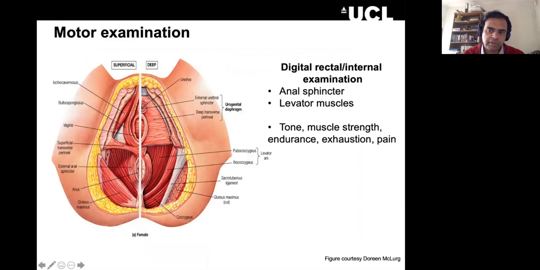The motor examination is rather limited. I don't perform internal examinations in women, but I do perform rectal examinations. As you can see, there are different layers of pelvic floor muscles, which I won't be going into in depth this evening. Essentially, it's not possible to study each of these muscles, but we can look at the different components, the anal sphincter and the levator muscles, in terms of their muscle tone, muscle strength, exhaustion, and pain. A very subjective examination, I must say.